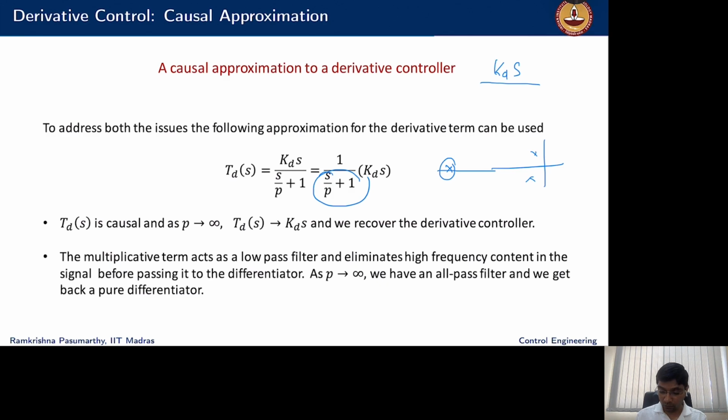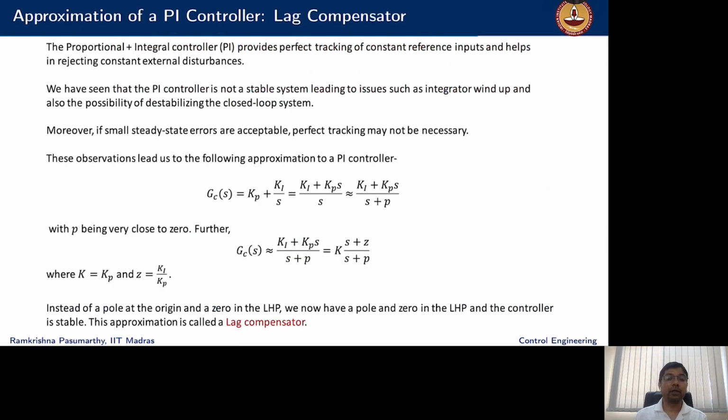Okay, so now my derivative control is causal, and as p goes further away, we realize our original behavior. The multiplicative term now acts as a low pass filter and eliminates high frequency content in the signal before passing it on into the differentiator. And as p goes to infinity, we have an all pass filter and we get back a pure differentiator. Okay, what about PI controllers?